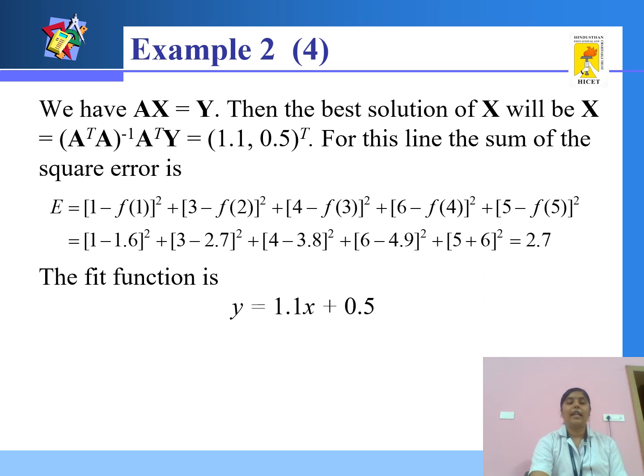So, we have Ax equal to y, then the best solution of x will be x equal to the inverse of A transpose A, into A transpose into y. For this line, the sum of the square error is E equal to (1 minus f of 1) whole square plus (3 minus f of 2) whole square plus (4 minus f of 3) whole square plus (6 minus f of 4) whole square plus (5 minus f of 5) whole square, which is equal to 2.7. The fit function is y equal to 1.1 into x plus 0.5.